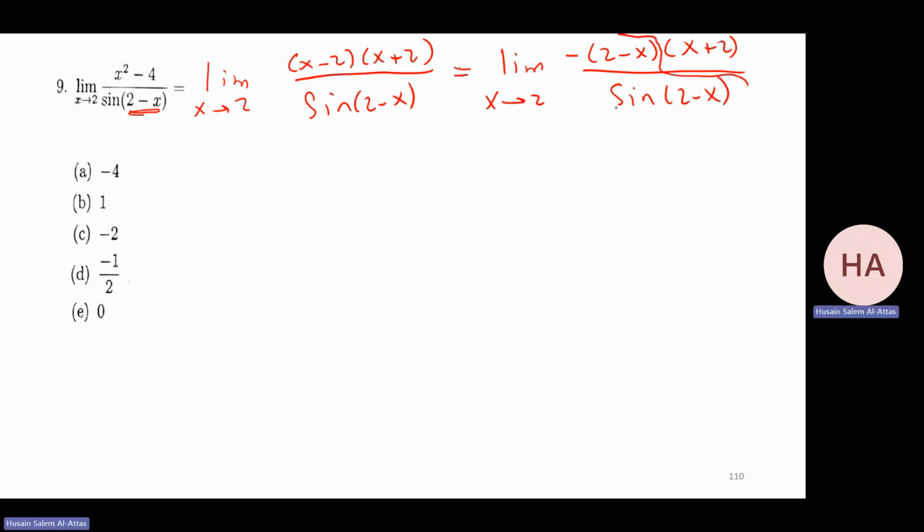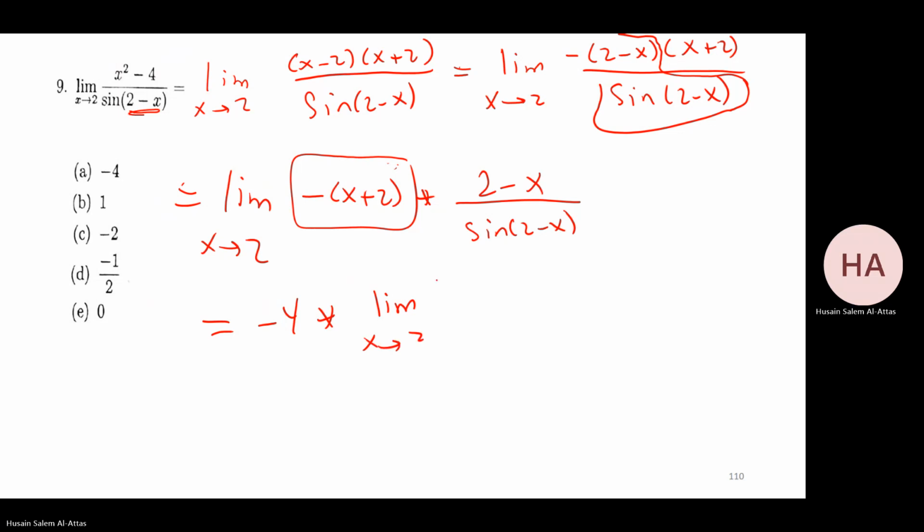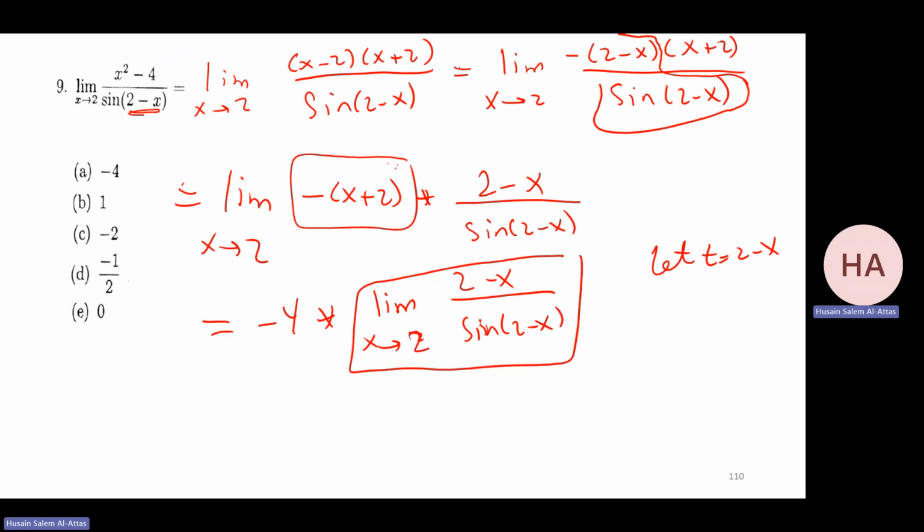So now, this is my claim, it will be 0. Let us see what will happen. This will be equal limit, x goes to 2, minus x plus 2, times 2 minus x over sine 2 minus x. This is, you can do easily, it will be minus 4 times this limit, where I let t equal 2 minus x. Limit t over sine t. X goes to 2, 2 minus 2 is 0, so t goes to 0. So it will be minus 4 times 1, which is minus 4. That's that.